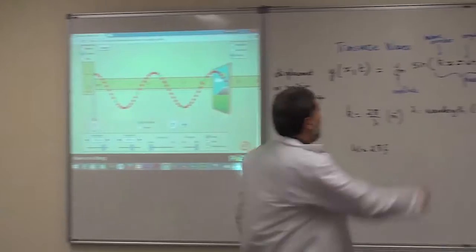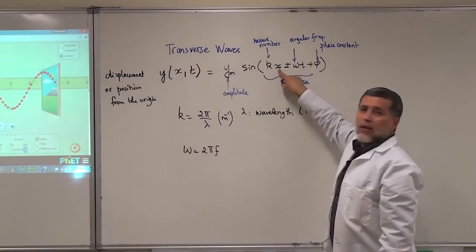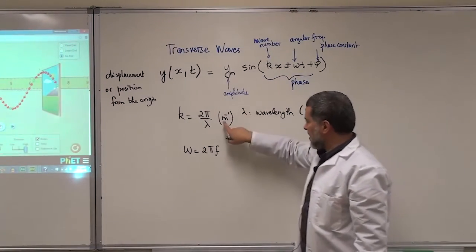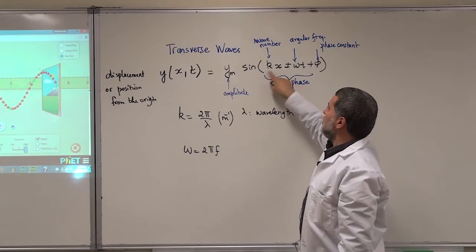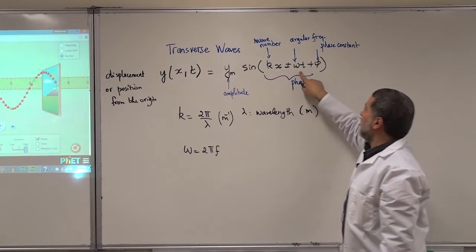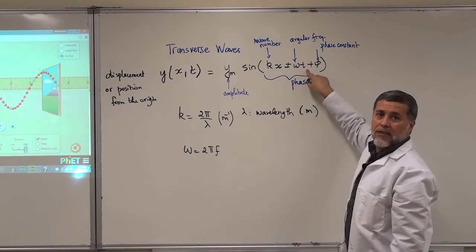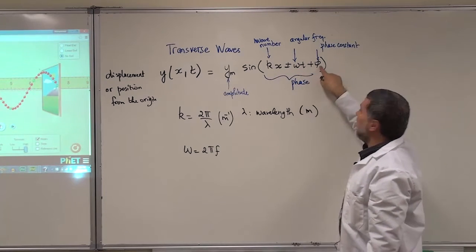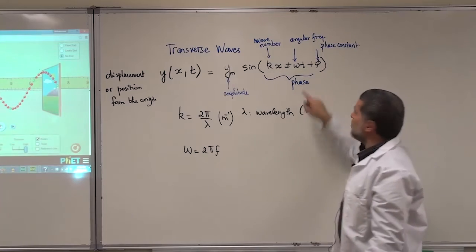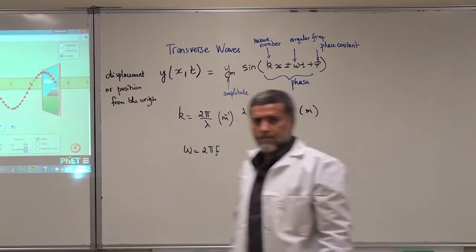You can notice that the units here are radians, because this is radian per meter, and this is meters, so the units here are radians. Similarly here, this is radian per second, and this is seconds, so it will be radians. And phi is also in radians, so the whole thing, the phase, will be in radians.